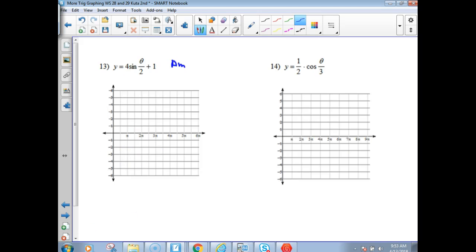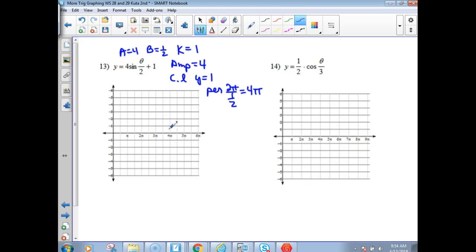Okay, but an amplitude of 4, a center line y equals 1, the period, because the b value, so I've got an a of 4, I've got a b value of 1/2, and I have a k value of 1. Do you understand that that's not with the theta? So it's outside of it. Since the b value is 1/2, the period is going to be 2 pi divided by 1/2, which is 2 pi times 2, 4 pi.